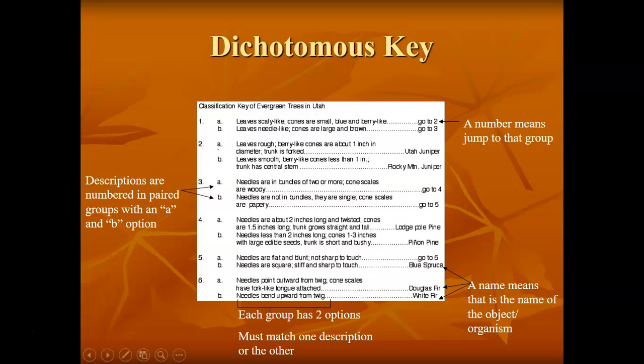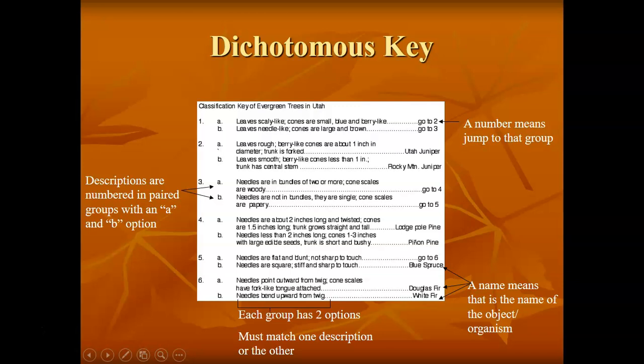So these keys are set up in pairs of statements, right? And you start at number 1, you work your way down. So starting at number 1, I'm looking at this tree and I'm looking, does it have scaly cones? They're small, they're blue, berry-like. Or are their leaves more needle-like and they've got these big, brown, large cones? So these are my two options. By looking at that tree in this particular location, I need to pick one of those two statements that best describes the organism that I'm seeing in front of me. So let's just assume that the one I'm particularly looking at is this needle-like, and it's got large brown cones. Then it's going to tell me where to go next.